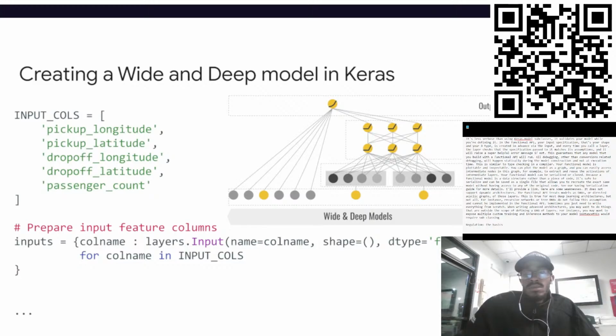To share a layer in the functional API, just call the same layer instance multiple times. Okay, now for the fun part. How do you actually create one of these wide and deep models?